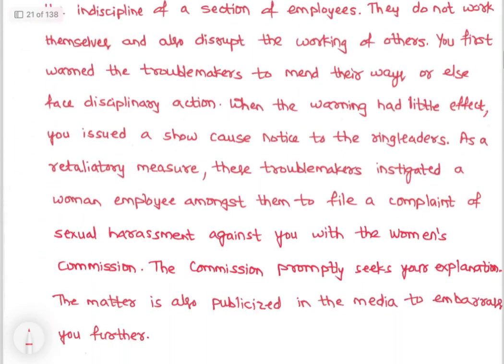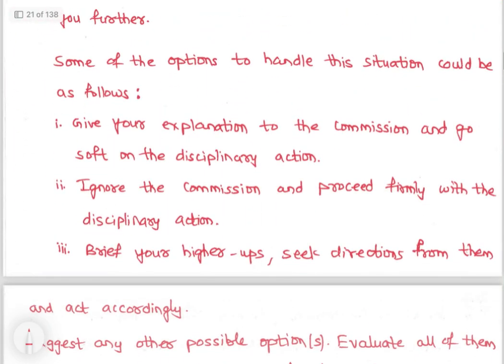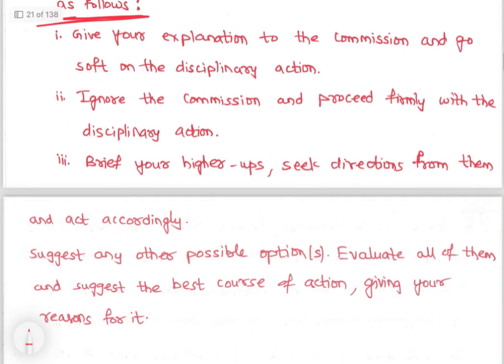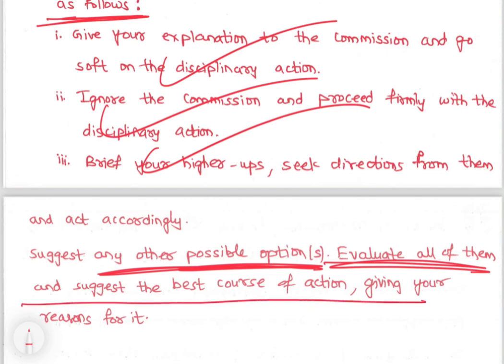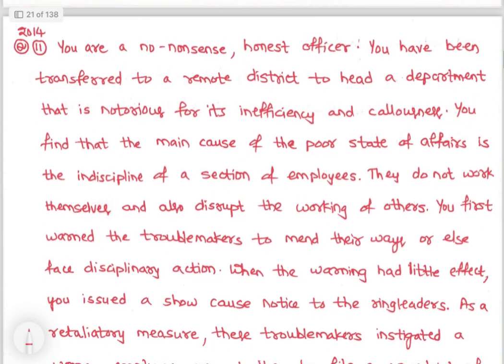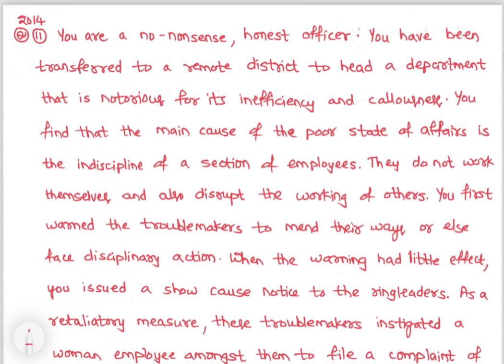See this case. See, some of the options to handle the situation could be as follows. Give your explanation to the commission and go soft on disciplinary action. Ignore the commission and disciplinary action briefly. Higher ups, suggest any other possible option, evaluate all of them and suggest the best course of action giving your reasons for it. Right? See, look at this case study. Just read this. See, again, case study 2014 में पूछा.